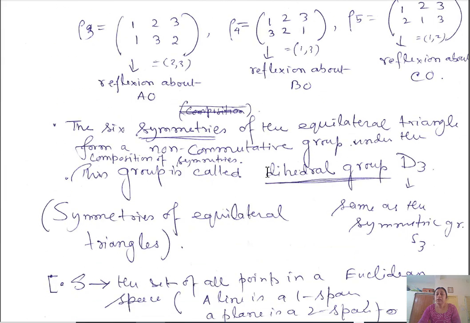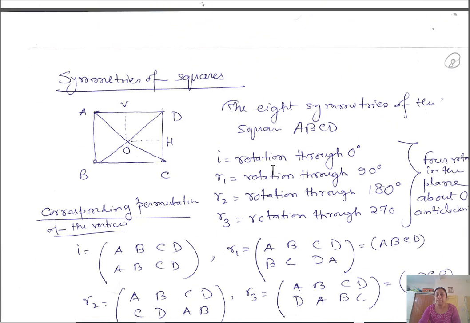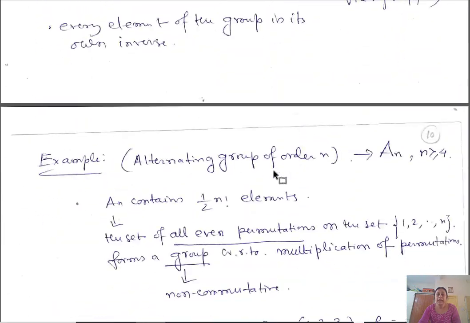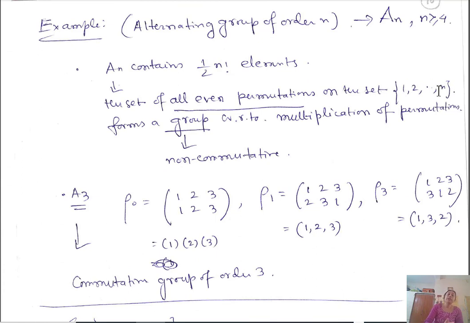Now I am considering an n elements set, with total factorial n permutations. Out of them, half of these permutations are even permutations. I am extracting them. That forms a group under this same operation. For this, it is a non-commutative group for n greater or equal to 4. If n equals 3, A3 forms a group of order 3. So this A n is called the alternating group of order n. Now, how many elements will it have? It will have factorial n divided by 2.